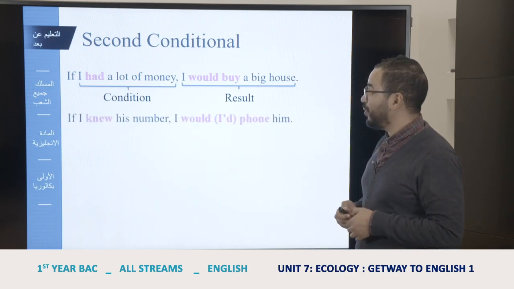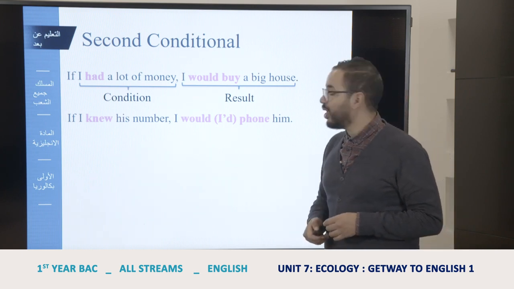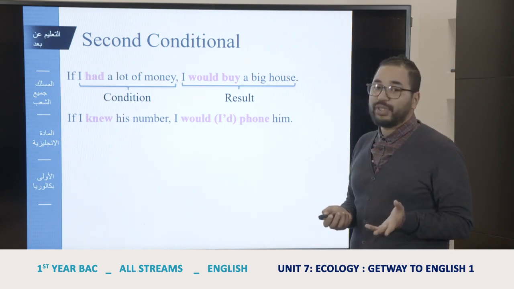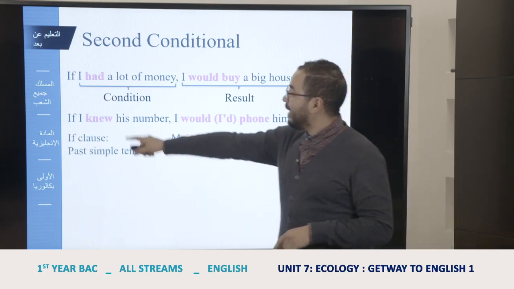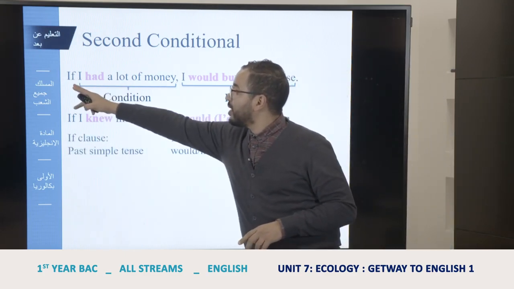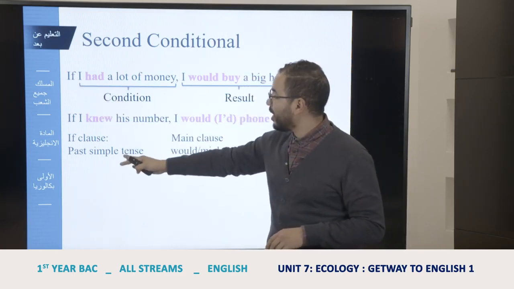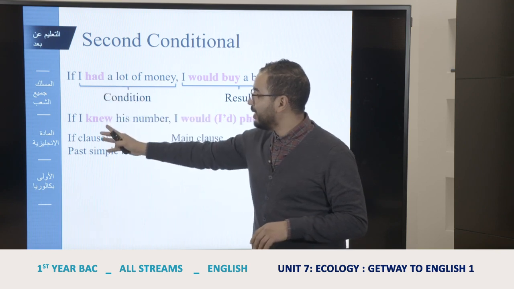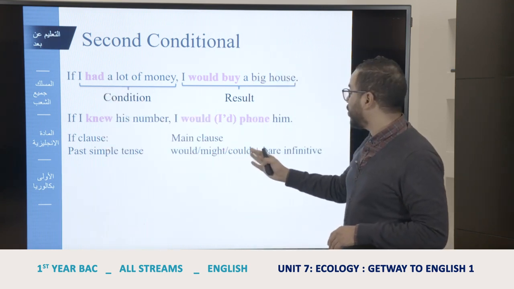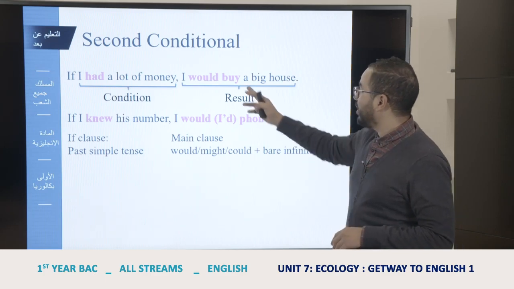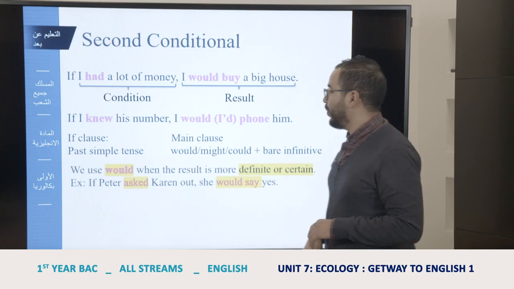So if I knew his number, I would, this is the short form, I'd phone him, but I don't know his phone number. So we have two clauses: the if clause, which means the clause that has if, and the main clause. In the if clause, I use the simple past, had, knew, and in the main clause, I can use would, might, could, plus verb in the infinitive.